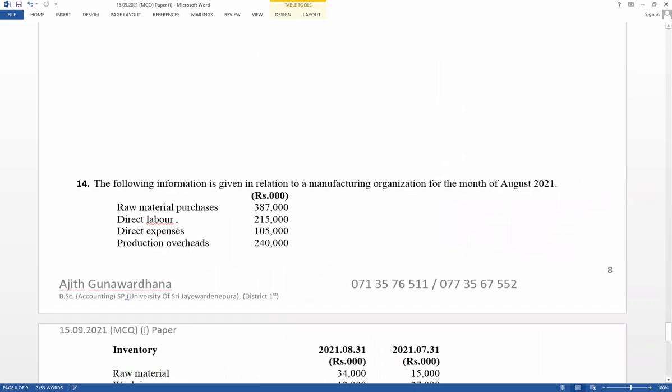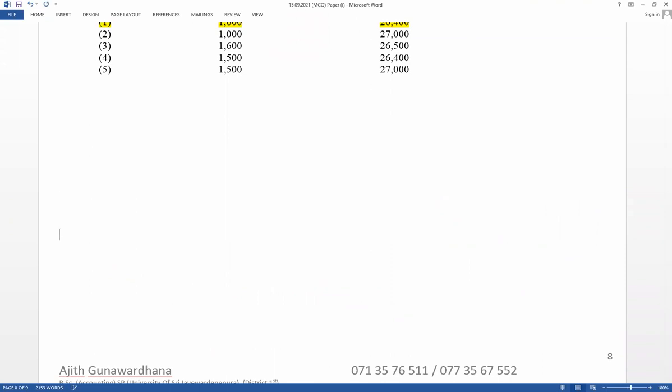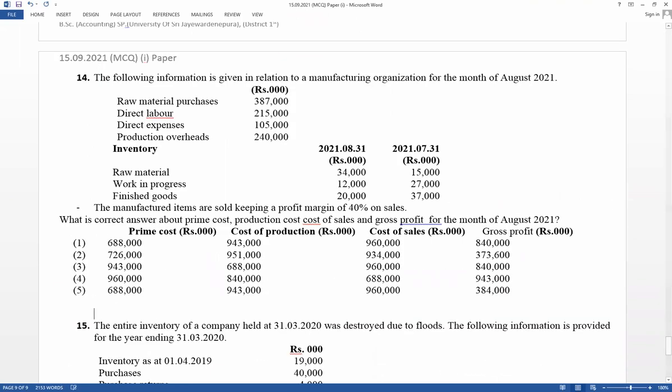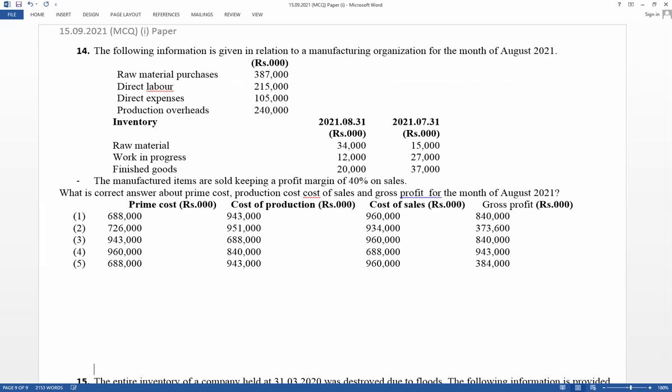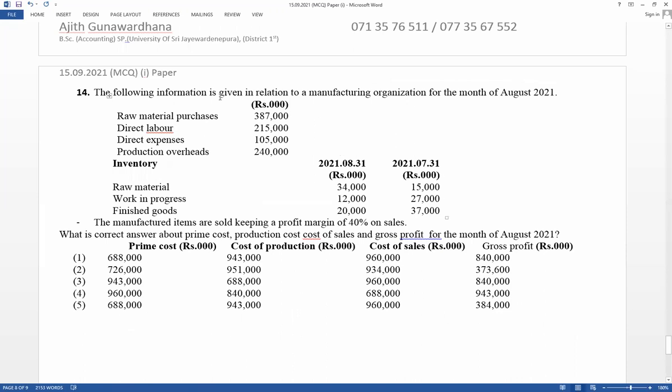Question number 14, the loan for manufacturing accounts. You have to know how to calculate total production cost as well as cost of sales and prime cost. The following information is given in relation to a manufacturing organization for the month of August 2021. It has given only one month period.